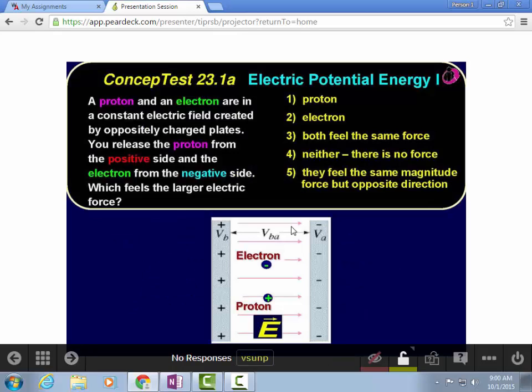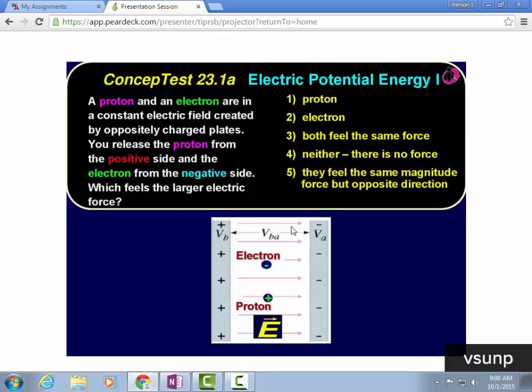All right, so electrical potential energy. A proton and electron are in a constant electric field created by opposite charged plates. Of course, what is that called? That's a capacitor. You release a proton from the positive side and an electron from the negative side. Which feels the larger electric force?